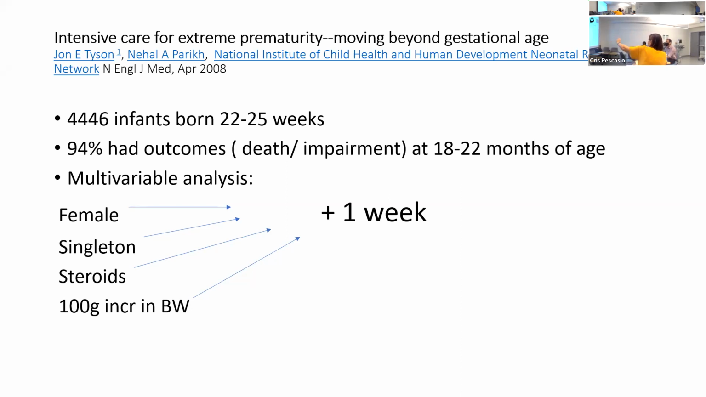So let's say I'm a 23 weeker, but I'm female, I'm going to do better than the male. Or if the weight is bigger, right? Or being a 25 weeker, but with severe IUGR, will make my outcomes worse than without IUGR. So important to know.